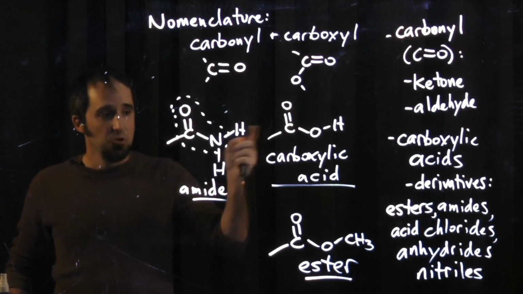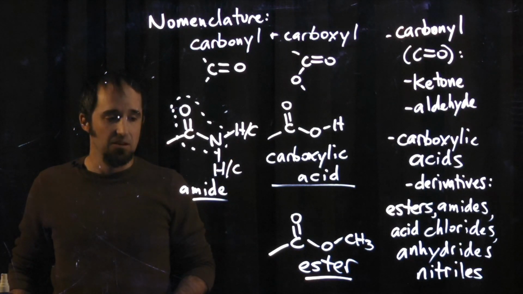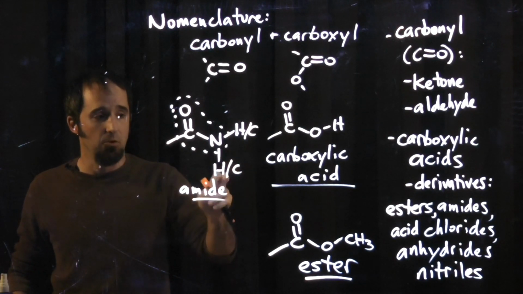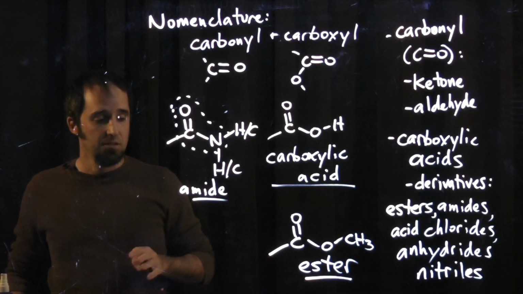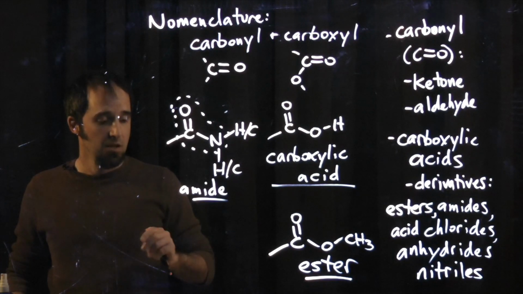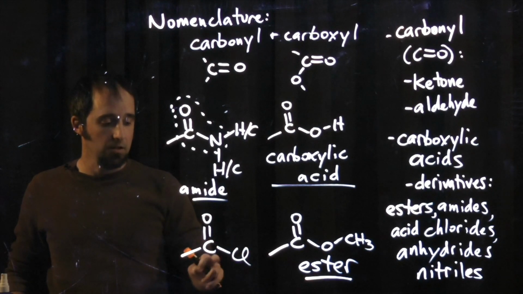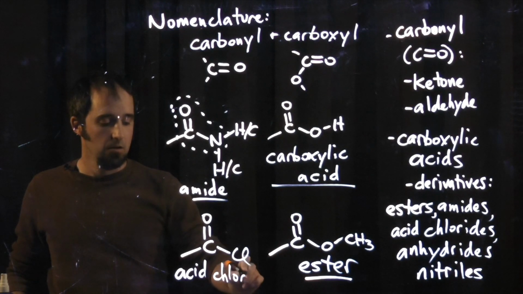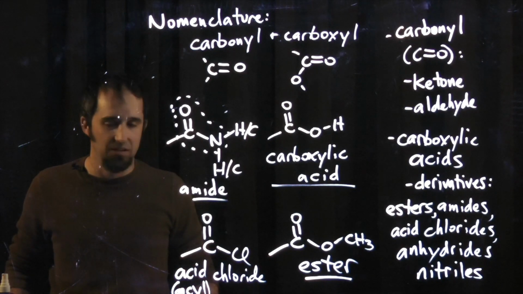But like amines, you can have carbons here instead of hydrogens, and it's still considered an amide. I know I've said this a lot, but this is maybe the most important functional group when it comes to biochemistry, particularly when it comes to protein folding. So amides are really important to understand. We can keep going with these derivatives. So if I have a Cl here next to my carbonyl, we'll call this an acid chloride. Sometimes we'll say acyl instead of acid, but usually acid chloride is an old-fashioned word, but it still works.